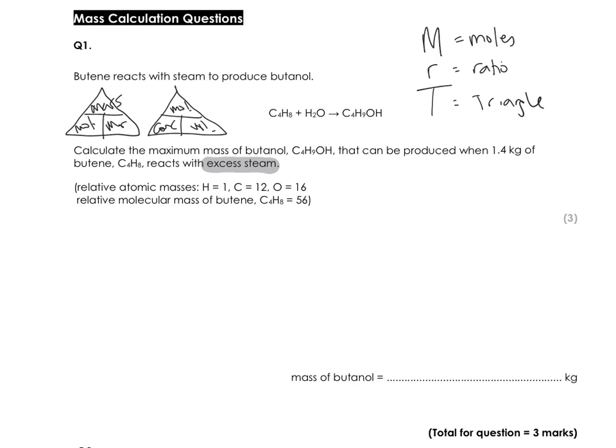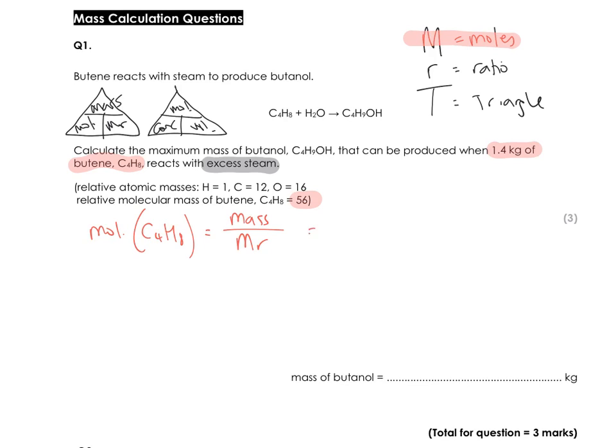So our first step, moles, we need to work out the number of moles of anything that we can in this question. And we've been given a mass of butene, and so that's what we can work out the number of moles of first. So the moles of butene, which is the C4H8, will equal the mass over the relative molecular mass of butene. Now we've been given that, it is here.